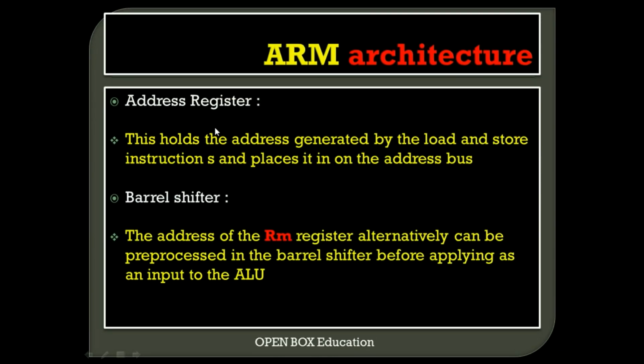And next one is the address register. This holds the address generated by the load and store instructions and places it on the address bus. And next one is the barrel shifter. The contents of the Rm register alternatively can be pre-processed in the barrel shifter before applying as an input to the ALU. That is, the contents of the Rm register will be pre-processed by this barrel shifter before applying as an input to the arithmetic logic unit.